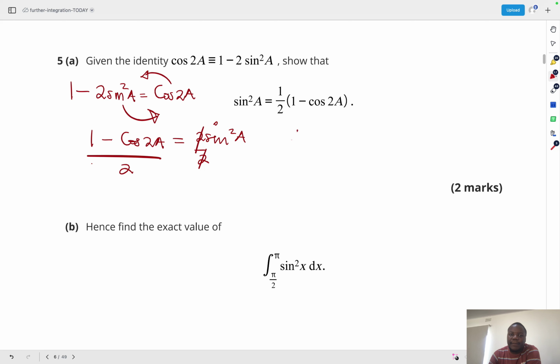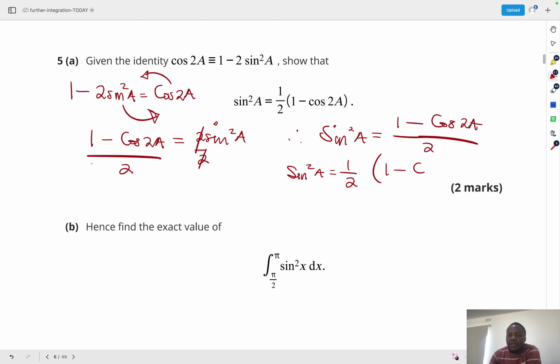It would mean, therefore, that sine squared a is simply equal to, you see these 2 here, this is more like half. I can put this one already: cos 2a over 2. Now we can pull out this half and just say sine squared a is simply equal to half, then leaving 1 minus cos 2a, hence shown.